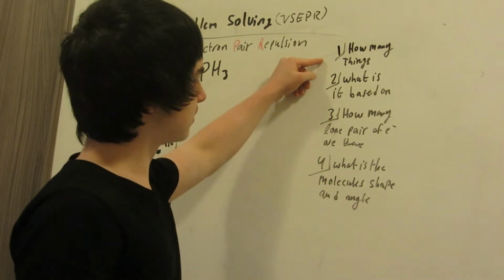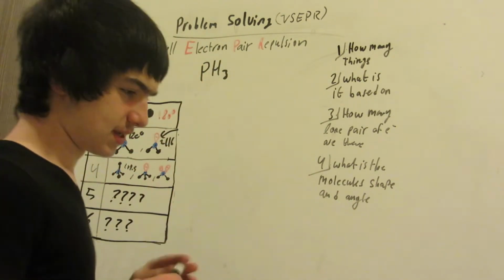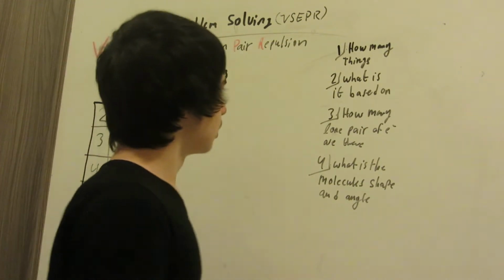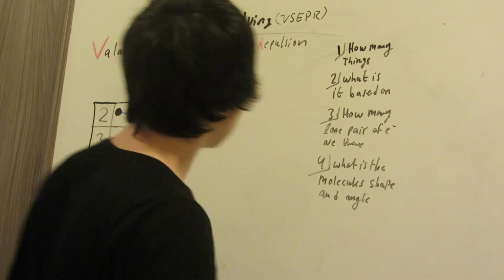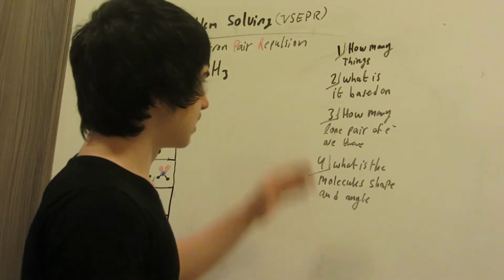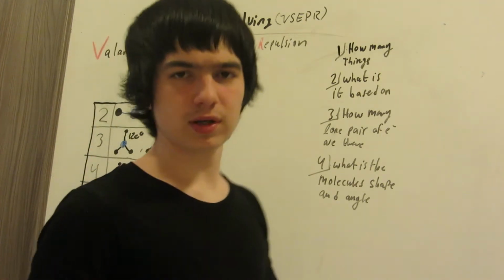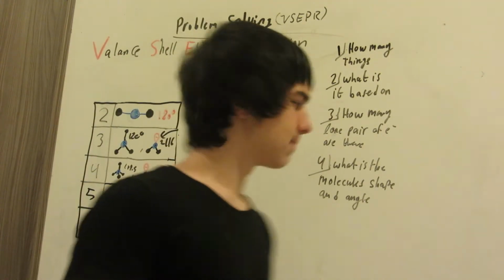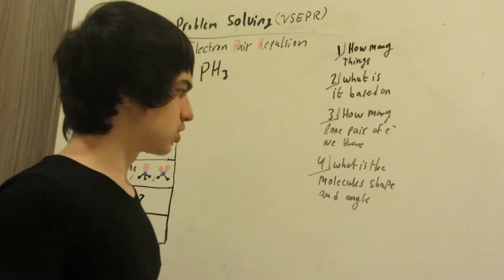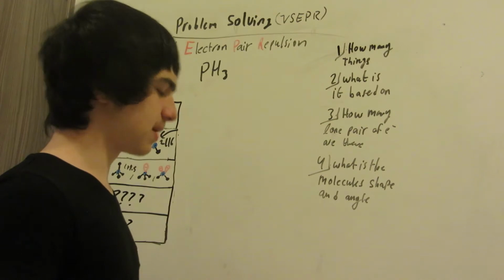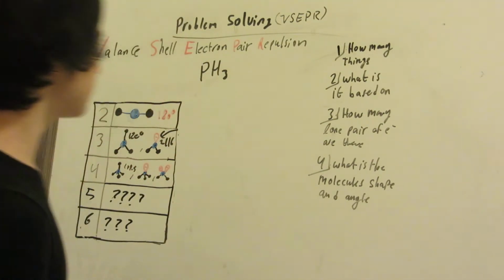1. How many things? What does that mean? It means how many things are around the central atom. 2. What is it based on? So what is the molecule based on? Or what is the compound based on? 3. How many lone pairs of electrons are there? So we need to know how many lone pairs of electrons are there. And what is the molecule's shape and angle? So we want to know at the end the actual shape of the compound.